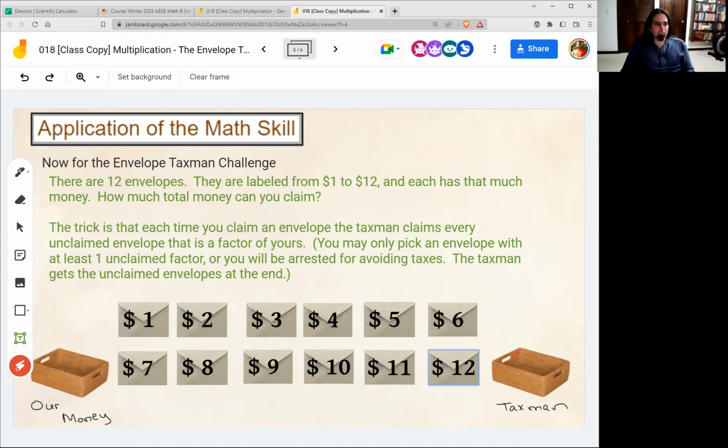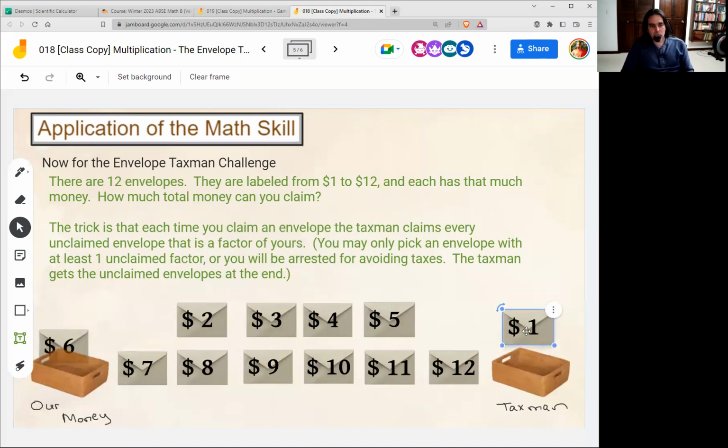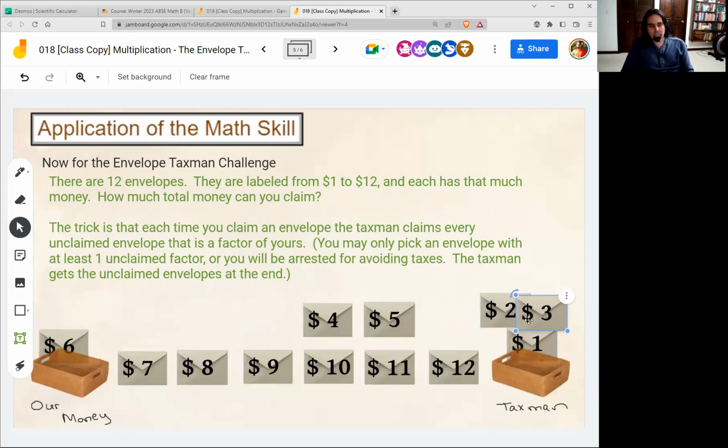So maybe 12 isn't the best thing to start with. If you are very clever, you might notice that sometimes you can take an envelope and the taxman doesn't have any choices left. For example, if you took 6, then the taxman could do 1 because of 6 times 1. And the taxman can do 2 and 3, because 2 times 3 is 6.